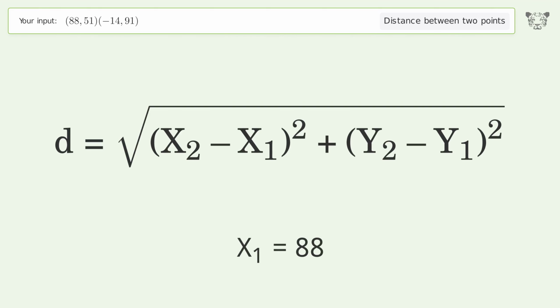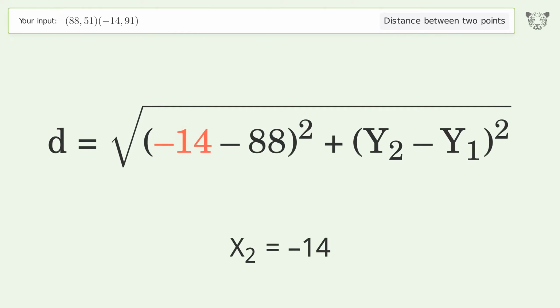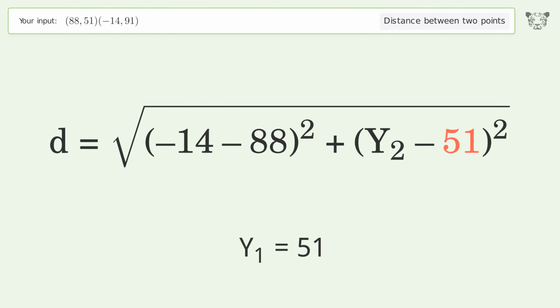x1 equals 88. x2 equals negative 14. y1 equals 51. y2 equals 91.